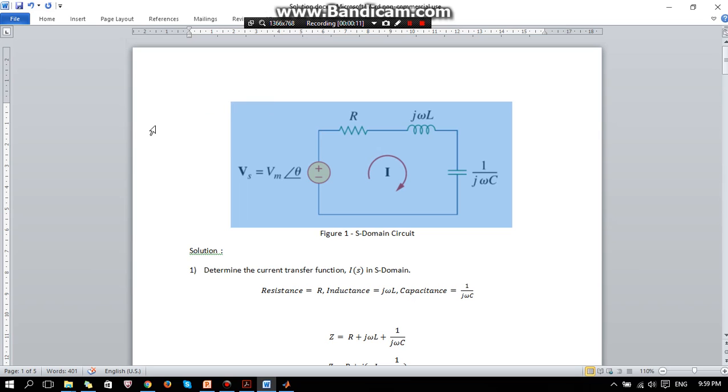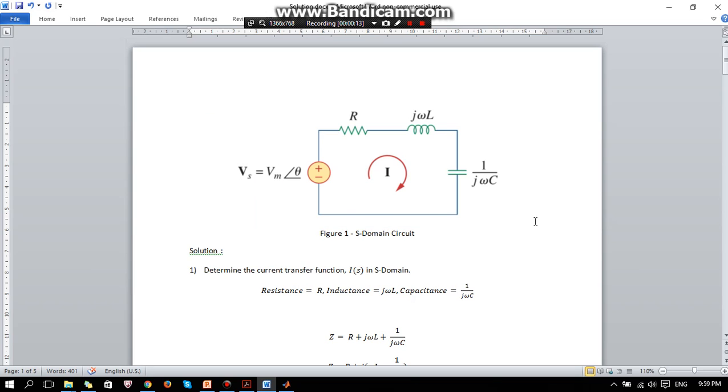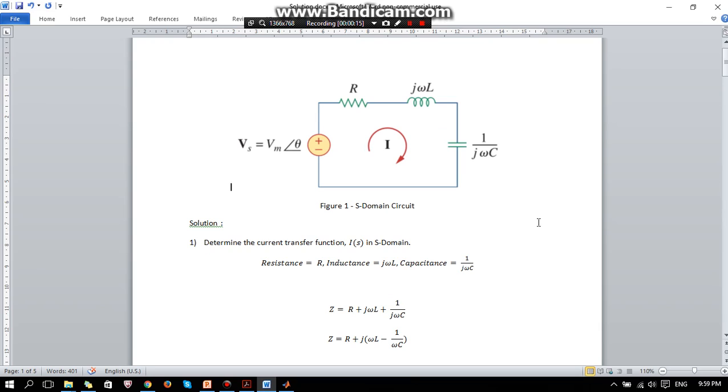Okay, this video is about RLC resonant circuit analysis using MATLAB. Figure 1 shows an RLC series circuit in the S domain. Firstly, we need to find IS in the S domain.